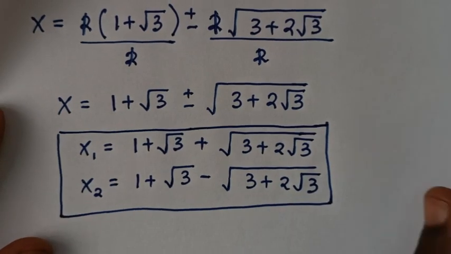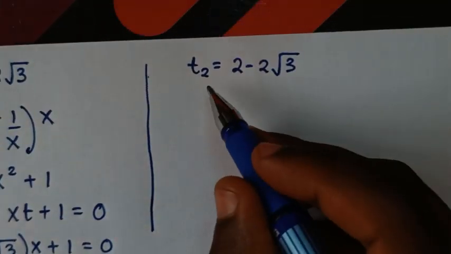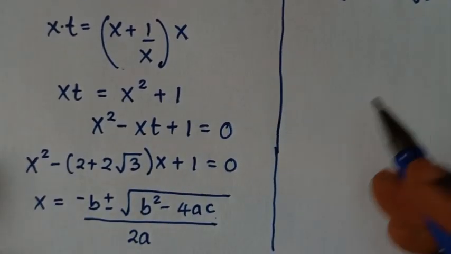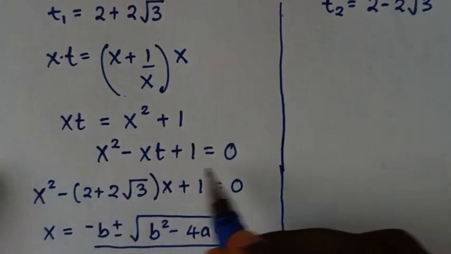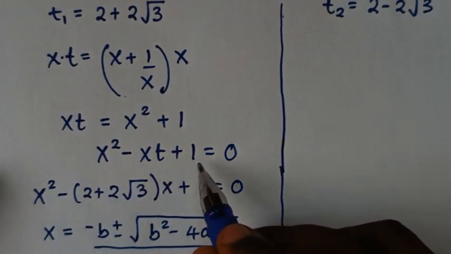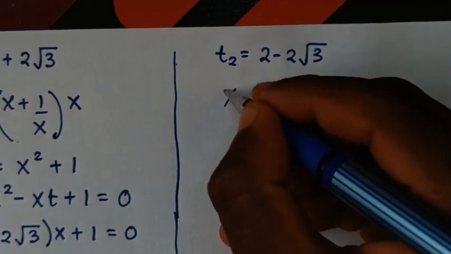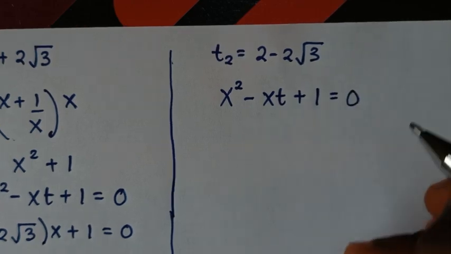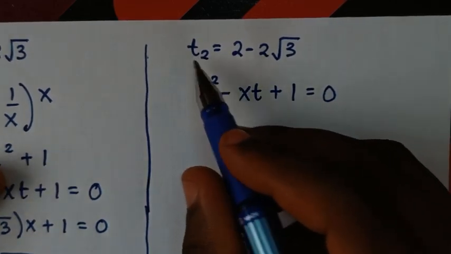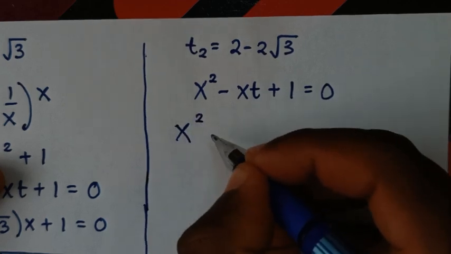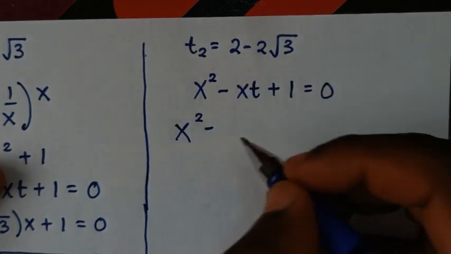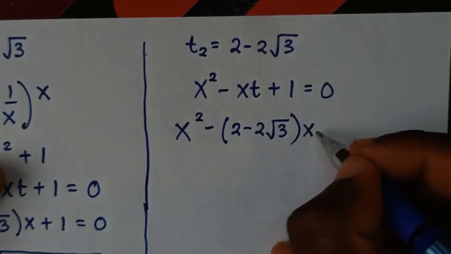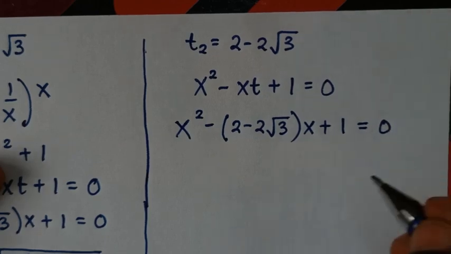Then let's solve from the second solution. Into here we have t2, it is this. So from t2 here we will use this equation here, into this step here, x squared minus xt plus 1 is equal to 0. So from x squared minus xt plus 1 is equal to 0, then we substitute the value of t, which is this. So it will be x squared minus t, we substitute this, so it will be bracket 2 minus 2 square root of 3 bracket x plus 1 is equal to 0.